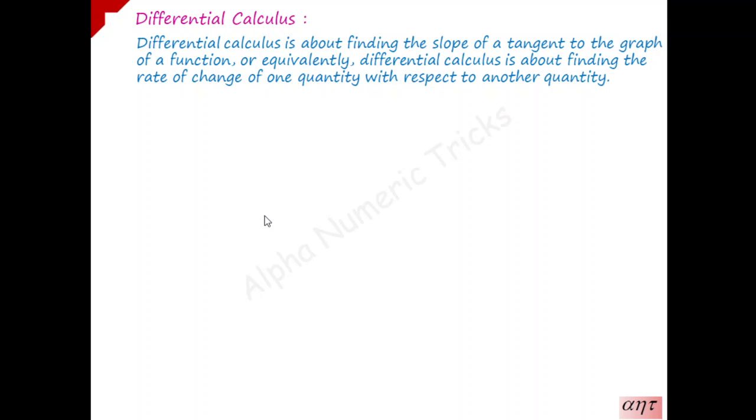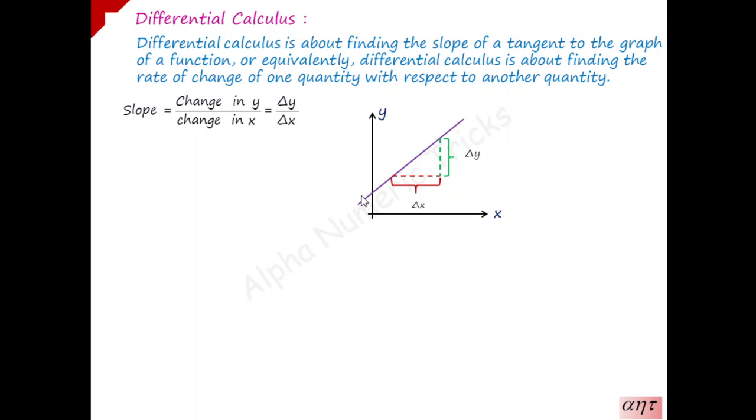First, we will see what a slope is. For this, consider this figure. The x-axis and y-axis are there, and you have to find the slope of this line. For that, you consider the change in x, denoted by delta x, and the change in y, denoted by delta y. So the slope of this line is equal to the change in y by the change in x, which is delta y by delta x.